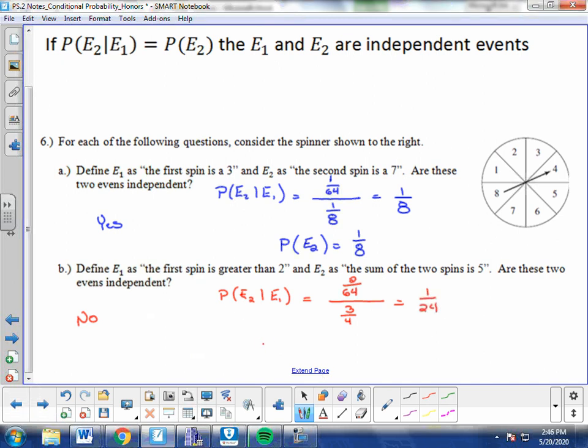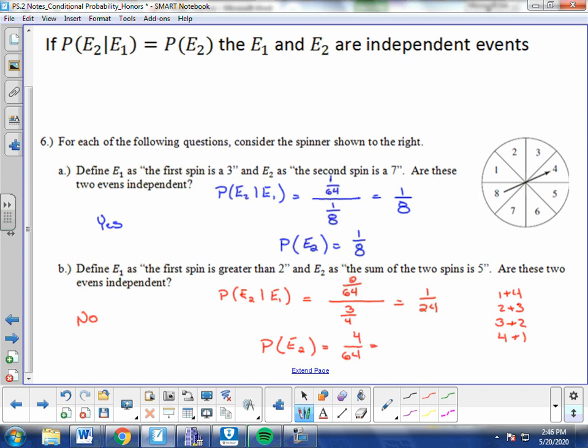The probability of event 2 in itself would be the sum of two spins being 5. Remember, again, there are 64 total options. If I spin it twice, there's 64 total options, just the sum, not even worrying about what happened in event 1. The sum of two spins being 5, I could get a 1 and a 4. I could get a 2 and a 3. I could get a 3 and a 2. And then I could get a 4 and a 1.